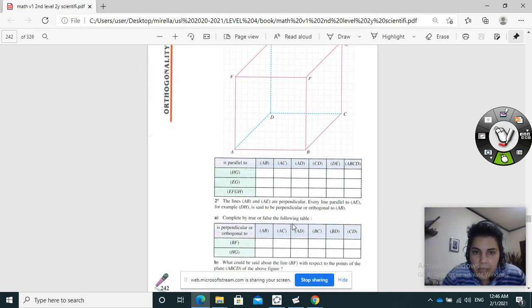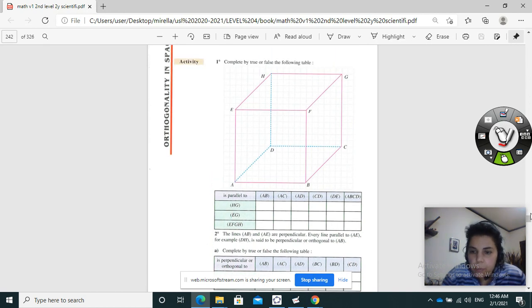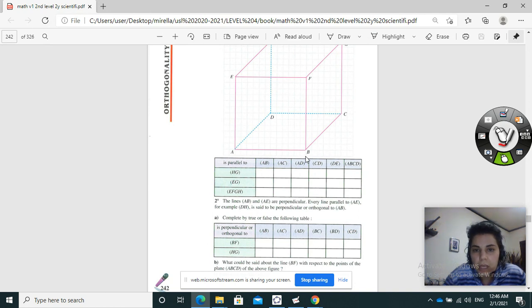So I have BF and I have AB. The trick: BF, AB, B. So I have a common letter, meaning here if they form 90, I say perpendicular. So BF and AB are perpendicular.